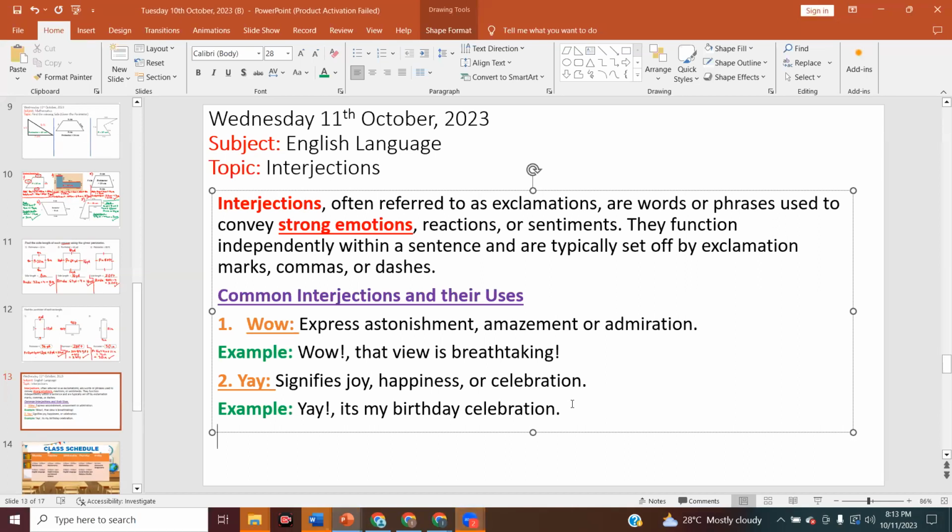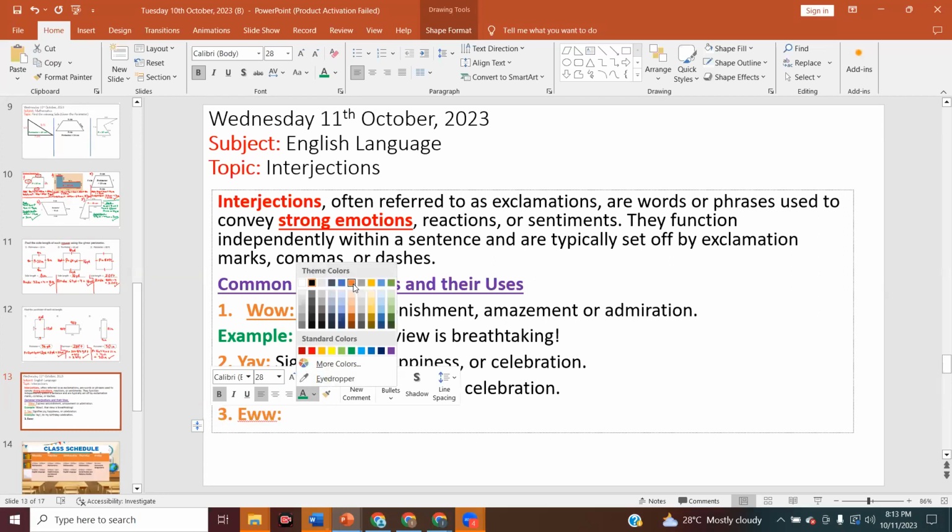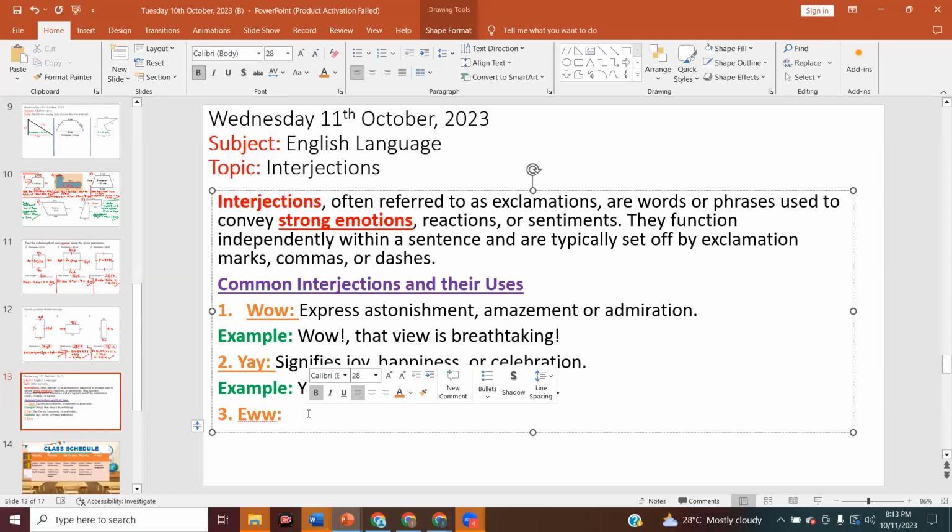So the interjection in the sentence is what? What's an interjection? Yay. The next one is ew. What do we use that for? When you see something disgusting, or smell something horrible. Yeah, very good. When something smells horrible, it expresses disgust, right?